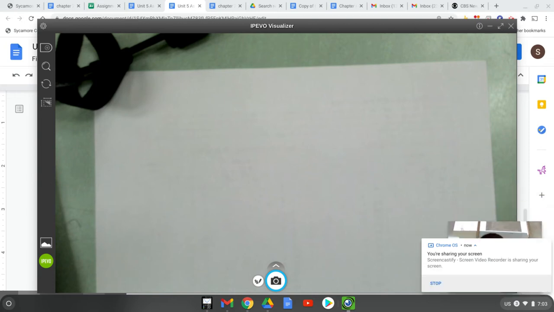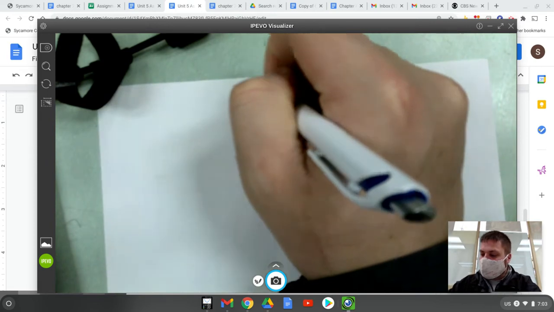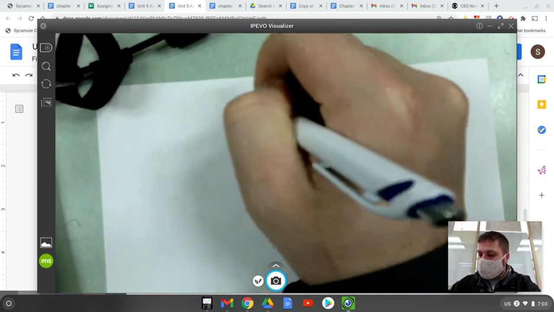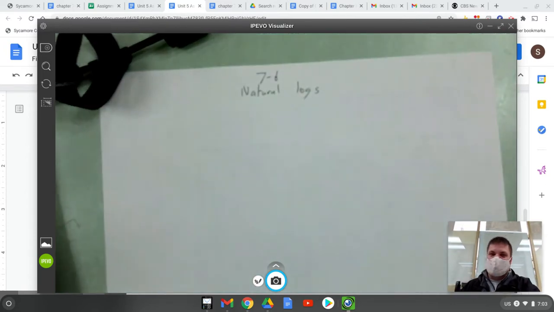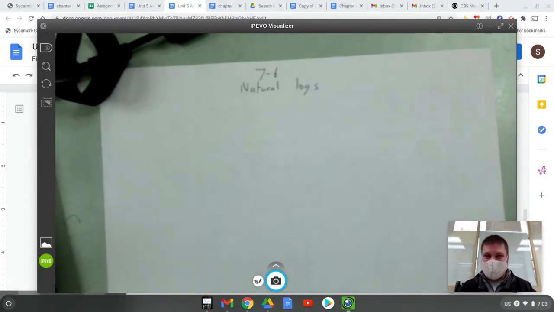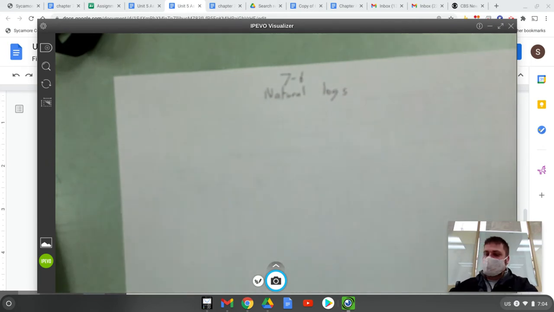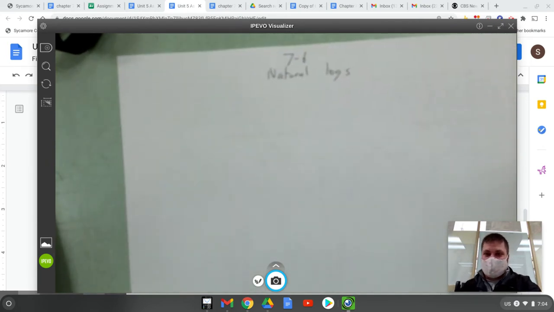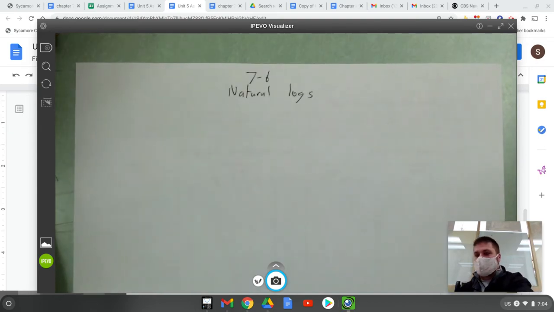All right, today we're gonna be learning 7.6, which is called natural logs. Natural logs is the last type of log that we're gonna learn about. It is a new type of log, but the good thing is that it follows all the rules of every other log. So we just have to learn what a natural log is, and then apply what we've learned about all the other logs to natural logs.